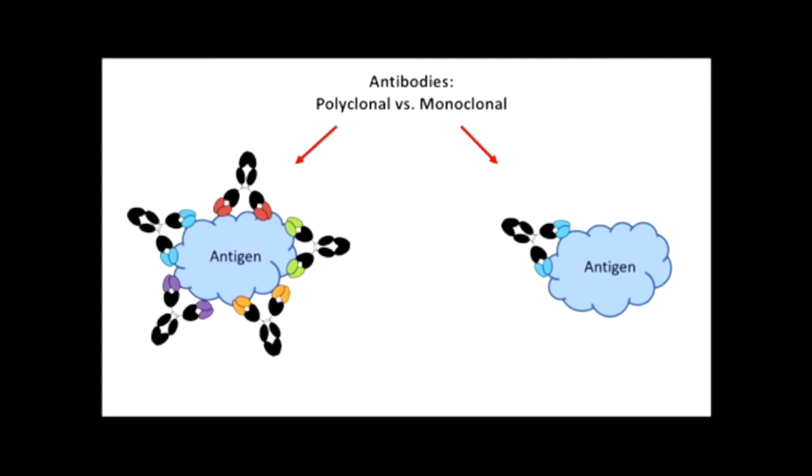Whereas monoclonal antibodies come from a single B cell lineage. So they're a bit more specific, and they're always going to target the same epitope on an antigen. So if you're worried about specificity or being able to very neatly reproduce something in the lab, monoclonal is the way to go. But the process of making monoclonal antibodies is a bit more complicated.